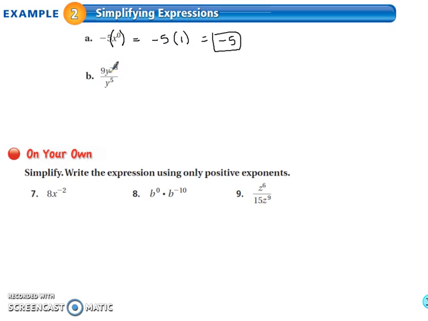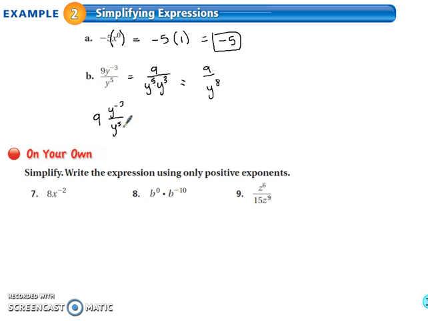In B, this negative 3 is only applying to the y, and it tells us that that y is on the wrong side of the fraction bar, so I'm going to drop it down to the other side where it belongs, multiplying by what's already there, and changing that exponent to positive, leaving us with 9 over y to the 8th. Another way you might be interested in doing this is looking at this as 9 times y to the negative 3rd over y to the 5th.